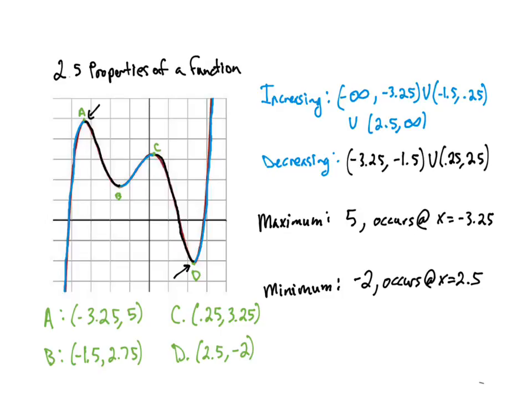So increasing, decreasing, max and min: when we're talking about increasing and decreasing, this corresponds to the x value. When we're talking about the maximum value, or the minimum value of the function, that corresponds to the y. And the location of where these things occur corresponds to the x-coordinate.